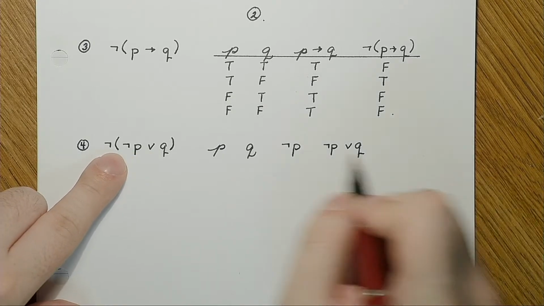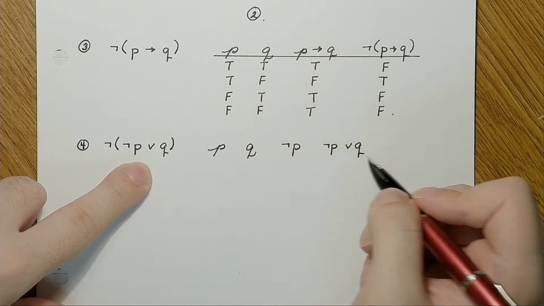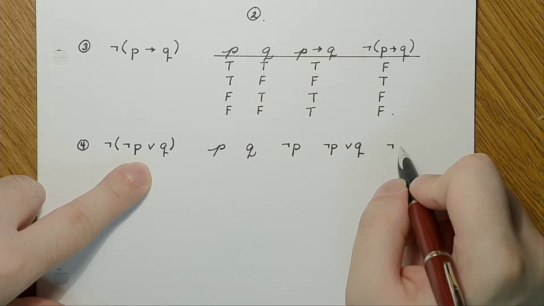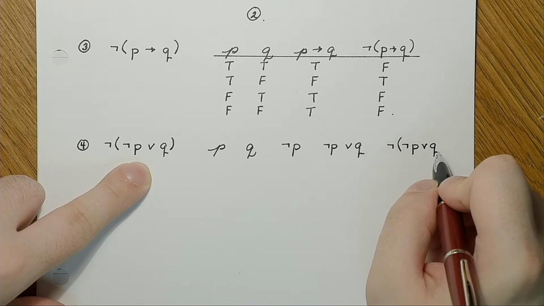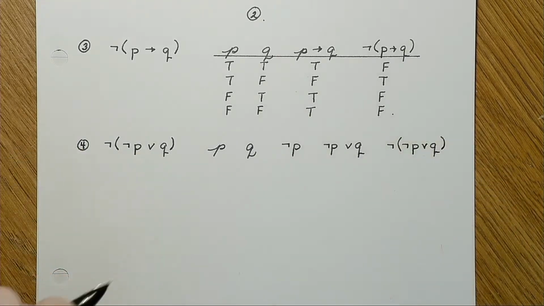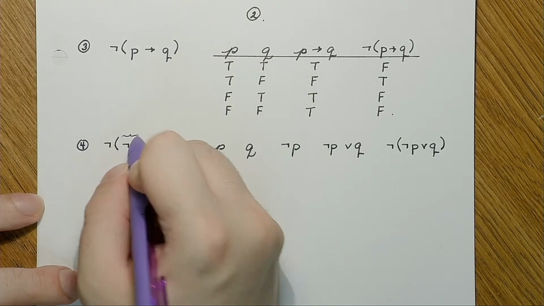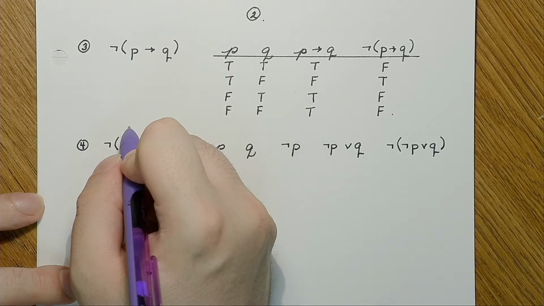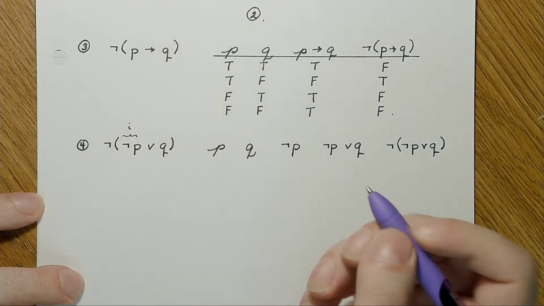And then lastly, because I have the brackets, I'm going to apply that negation to all of that. So then I have the not outside of it. So that's just kind of how I'm stepping through it. I'll call this 1.